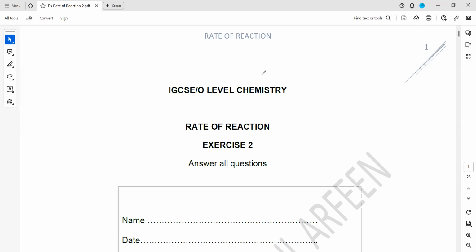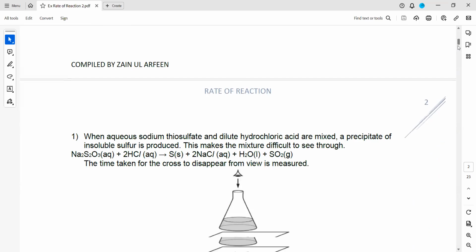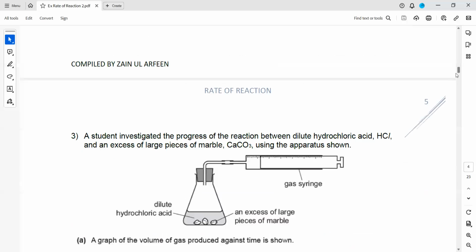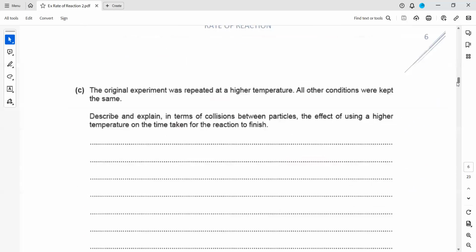The exercise is related to the rate or speed of a chemical reaction. In the last session I discussed the first three questions from this exercise. We'll start with question 4.